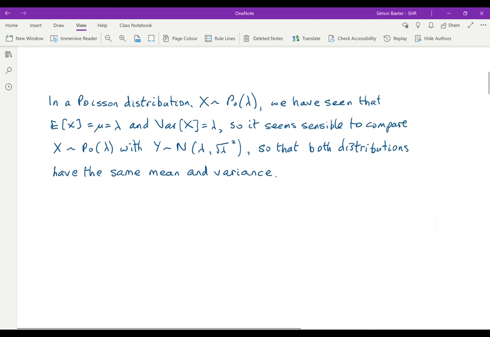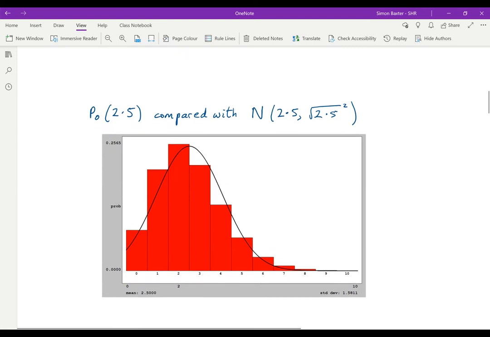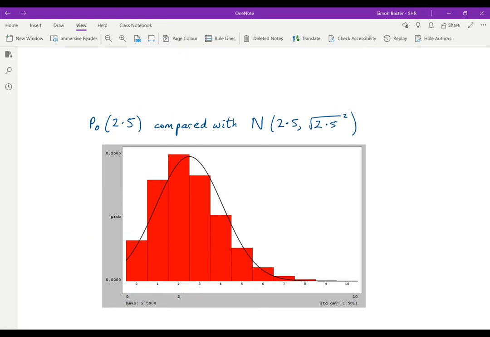Let's start by looking at the Poisson distribution with mean 2.5 and the corresponding normal distribution with the same mean and variance. If we look at this, the Poisson probability histogram, the red rectangles, are very definitely not symmetrical. The normal distribution is symmetrical. We lose a bit of it over there. So really, it doesn't compare very well with a mean of 2.5.